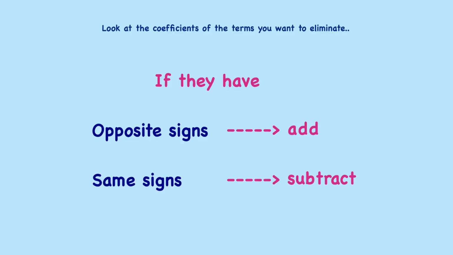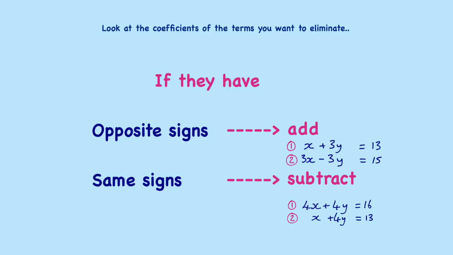Now let's just look at those last two examples. The coefficients of the terms that we wanted to eliminate, which were the same, were the y's. They're both 3, and the signs were opposite, therefore we added the two equations. With the other example, the coefficients which were the same were also on the y's. They're both 4, and their signs were the same. They're both add, therefore we subtracted the two equations.